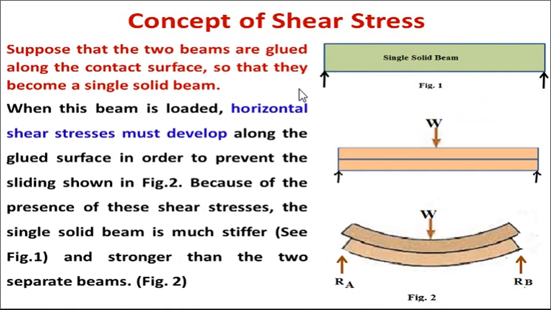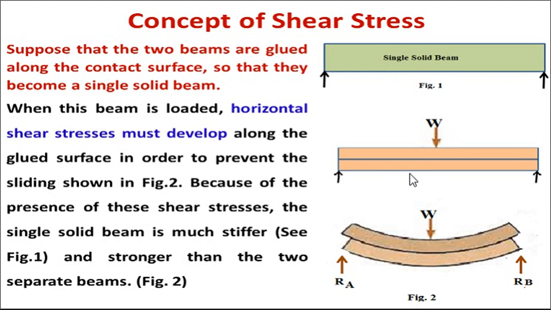Now here you can see, you will find the difference between these two beams. In figure 1 I have shown a beam of single or homogeneous cross section. This is also called a solid beam. This is called a solid beam, meaning there are no layers in the beam.